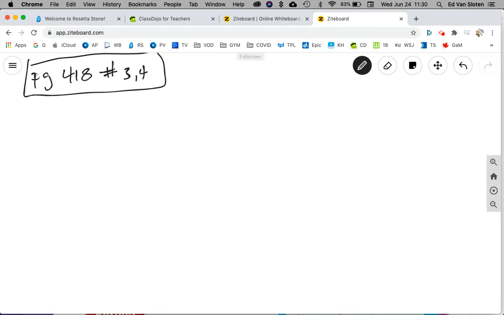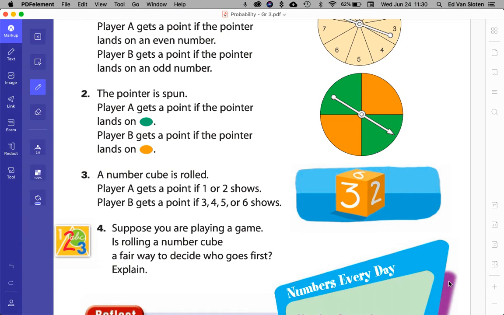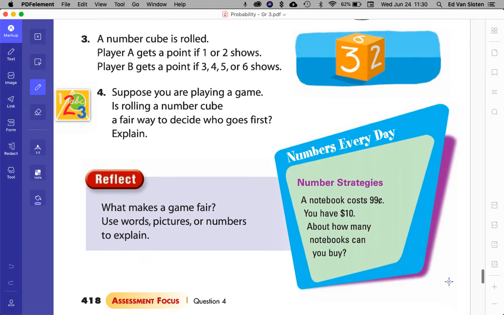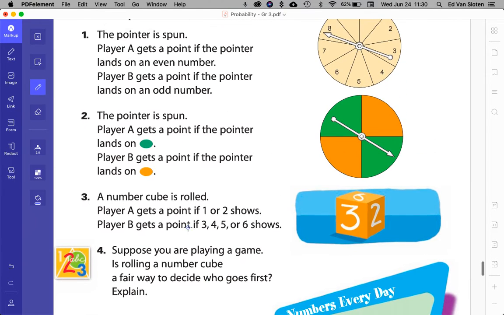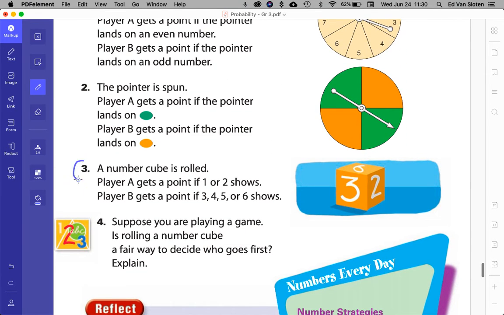Okay, this question comes from a grade 3 student, page 418, questions 3 and 4. So let's go to page 418. There you see it, 418. That's why it's important for the person to let me know the page number. And questions 3 and 4. Okay, we can't do two questions at the same time, so we're going to do number 3.